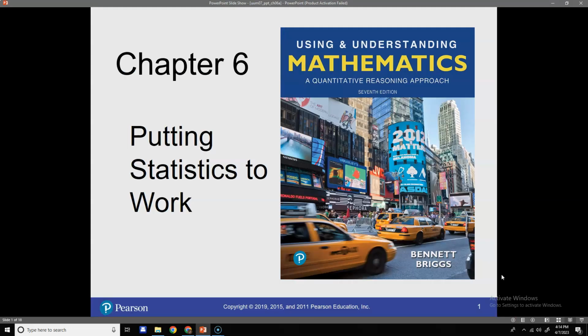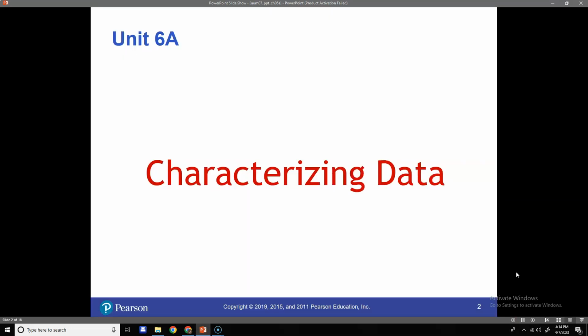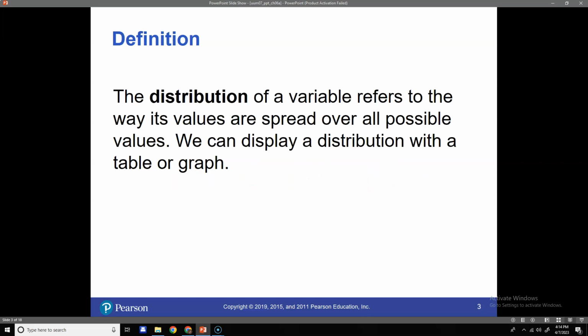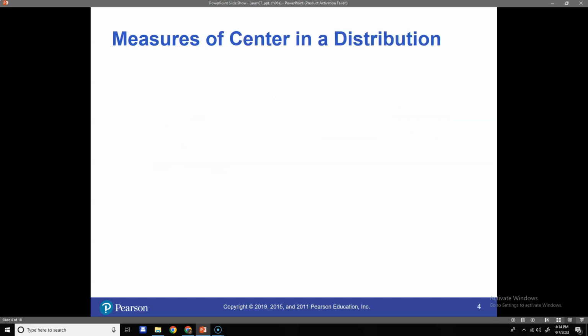So some of the examples that they have in this section are done by hand, but StatCrunch is a really nice tool that will allow you to kind of skip over that tedium. So the distribution of a variable is the way its values are spread over the possible values, and we can display it with a table or a graph. The bell curve is a common one. That's also known as a normal distribution, and we'll be looking at that in either 6b or 6c.